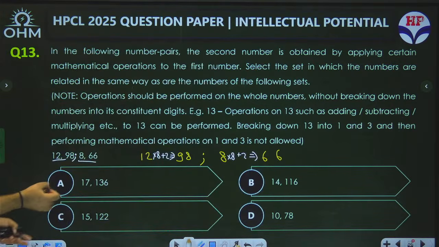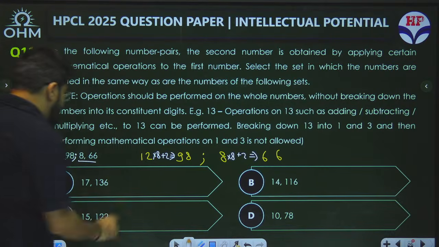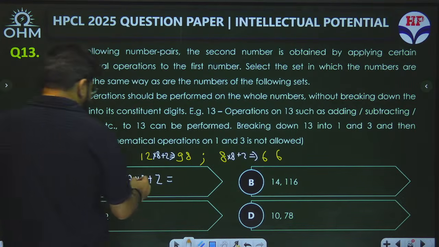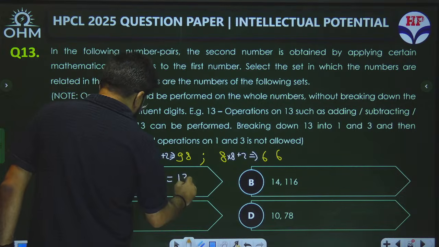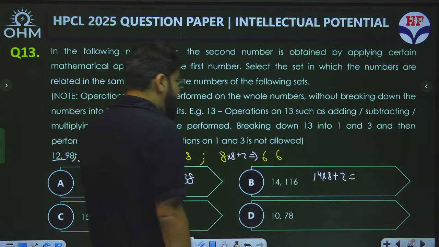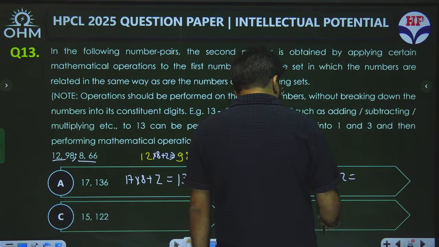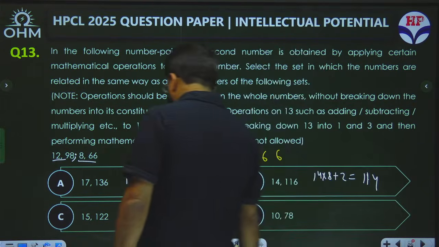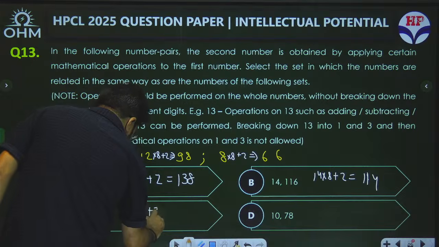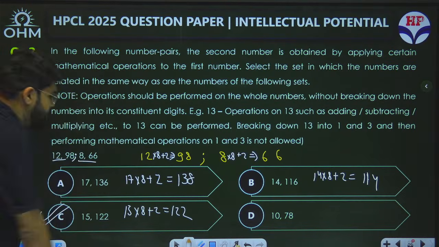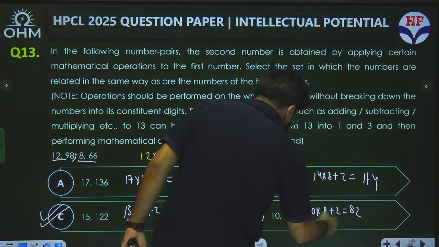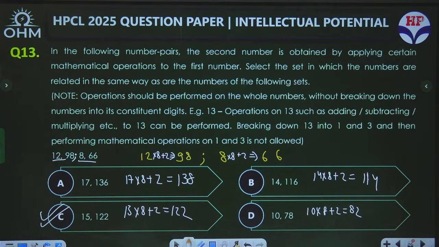Now which of the options follows the same methodology? 17 into 8 plus 2 should be how much? 17 into 8 itself is 136, so this is 138. A is not correct. Then 14 into 8 plus 2. 14 into 8 is 112, plus 2 is 114. So this is also not correct. 15 into 8, 120 plus 2 is 122. C answer. 10 into 8 plus 2 has to be 82, so the 10 and 82 pair had to be there. So only option C matches.